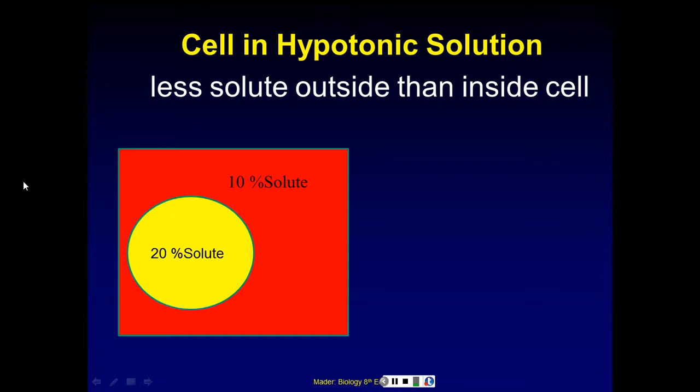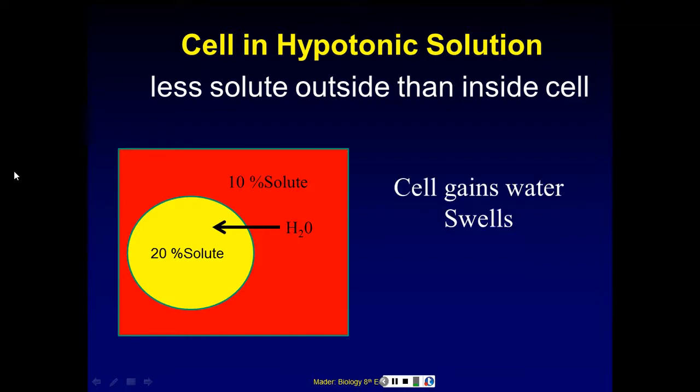So let's take a look at our example. Inside the cell here, we have a 20% solute. That means 80 water. Outside the cell, we have a 10% solute. That means 90 water. So remember, solute's not moving. Where is the most water? The most water is outside the cell. So water is going to go from outside to inside where there's more solute and, by the way, less water. So water always goes to the area where the solute is the greatest. What's going to happen? Water's going to go in.